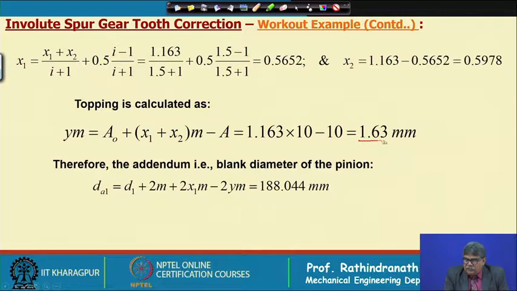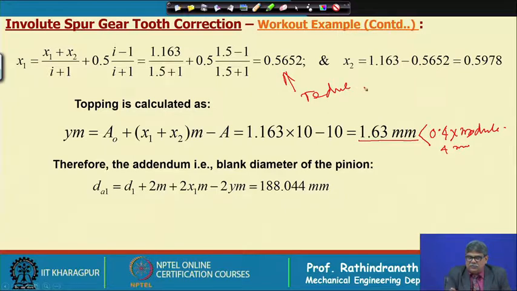Say this has become, but this is less than 0.4 into module. We wanted 4 millimeter there, but 1.63 in this case it has been accepted, and we calculate. So, for that, to keep this much, definitely we would reduce this one, this to be reduced for.